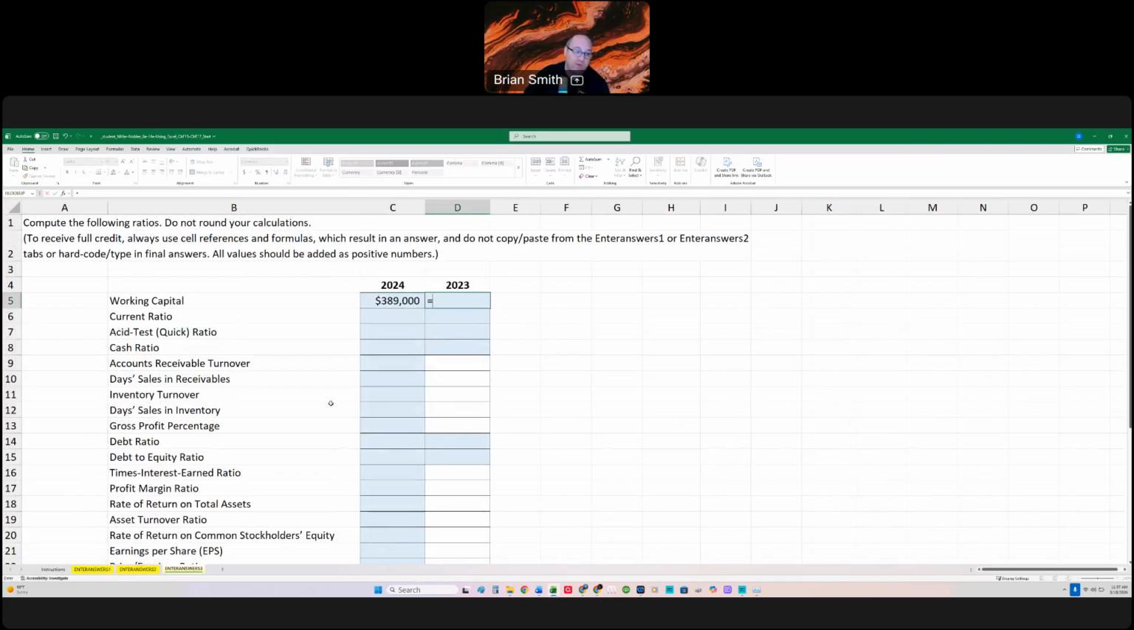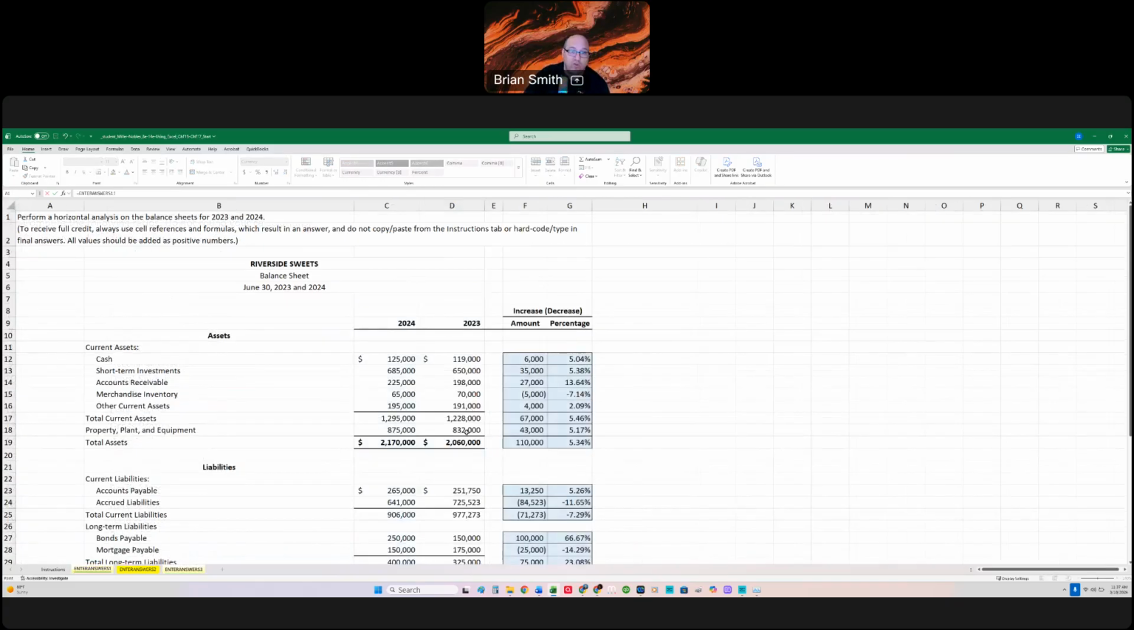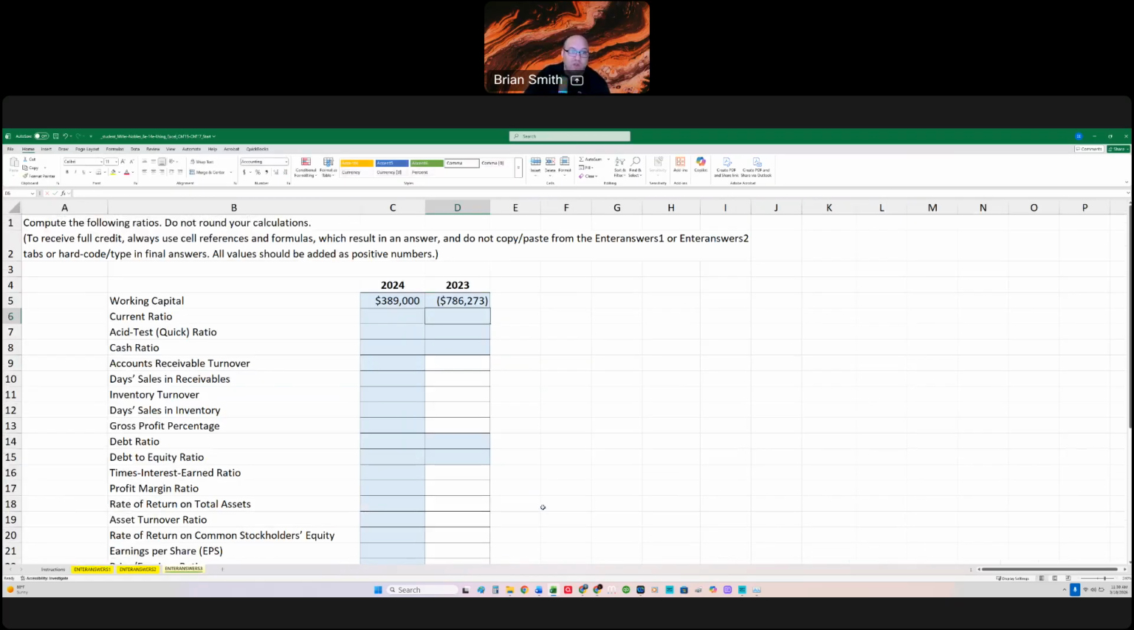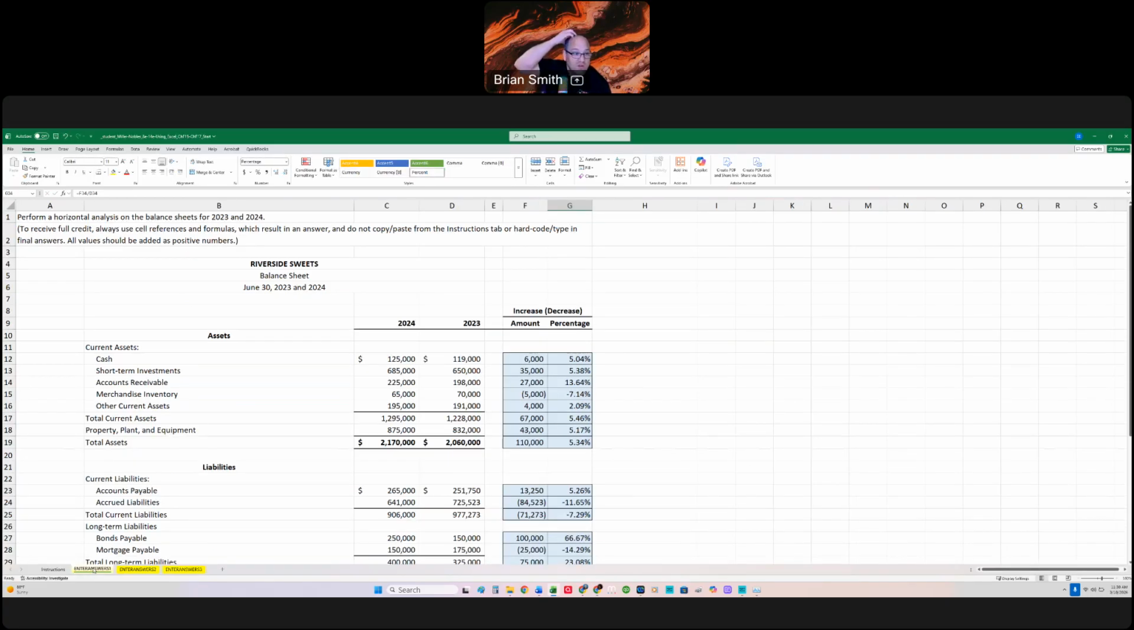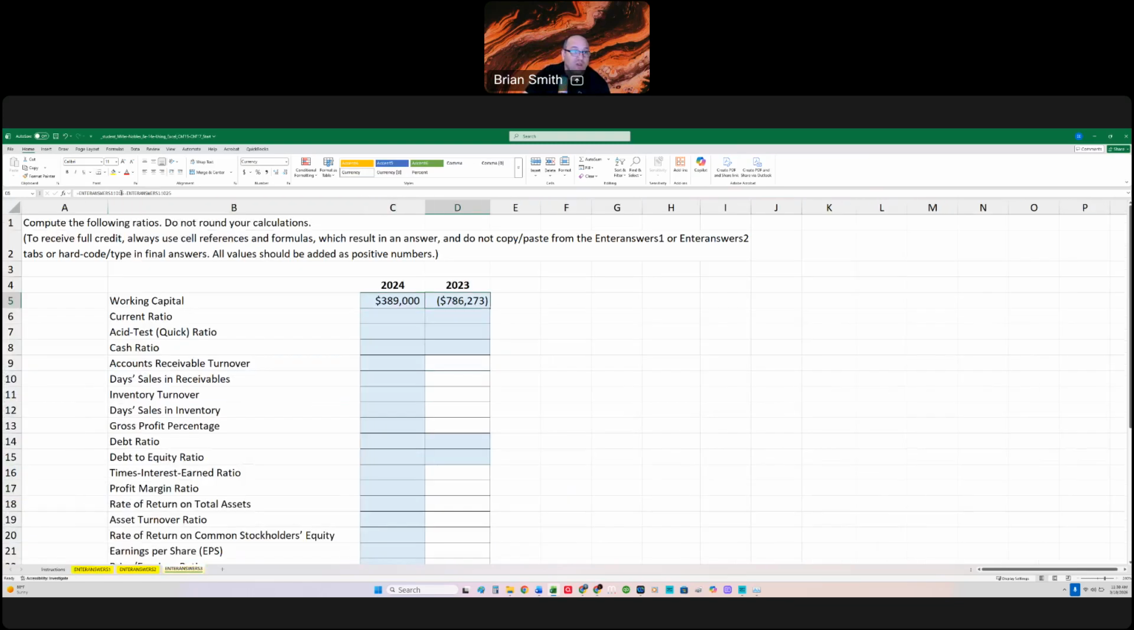2023, we're going to do the same exact thing, except we're going to go into the 2023 column now. Current assets was 191,000 minus current liabilities of 977,000. I think I may have done something wrong. What was that? C17, did I do that one right? Oh, I selected cell D16. It should have been D17. That's what I did wrong. So I'm going to change that to D17.